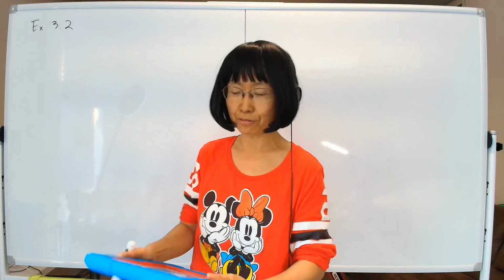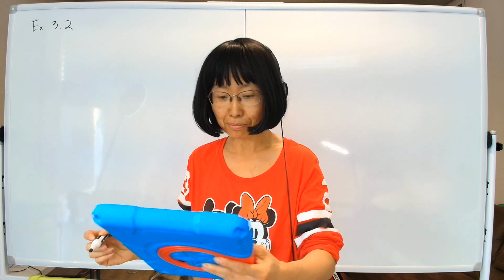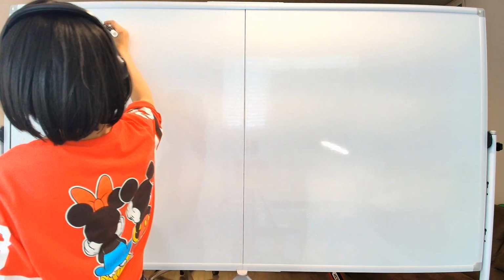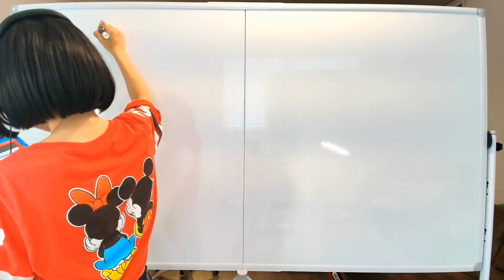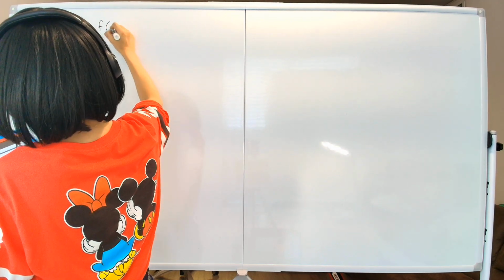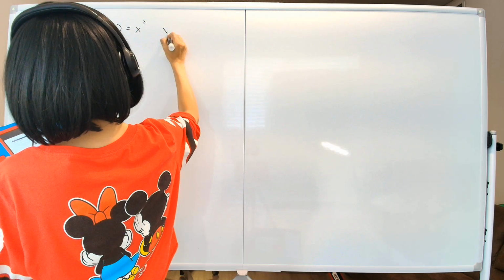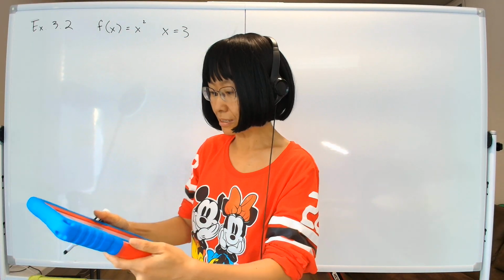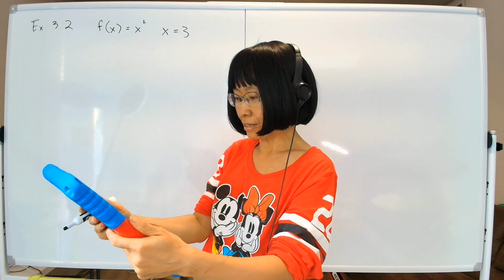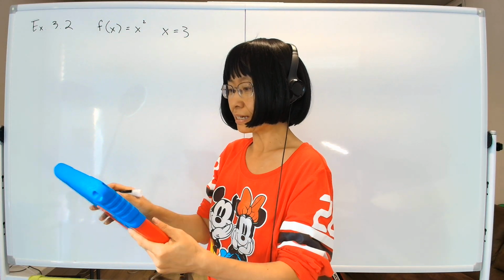Let's do example 3.2, which is identical to example 3.1. You need to figure out the slope of the tangent of the graph of f of x equal to x squared at x equal to 3, which is identical to the previous example. So why are we doing the same thing again? Because we want to use the other formula, the formula that's slightly different.